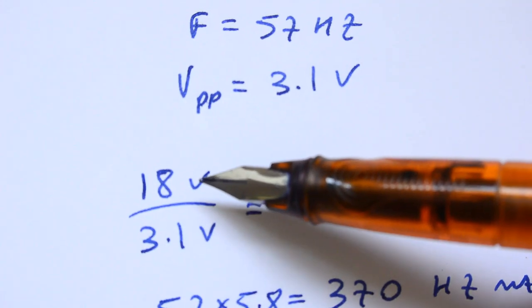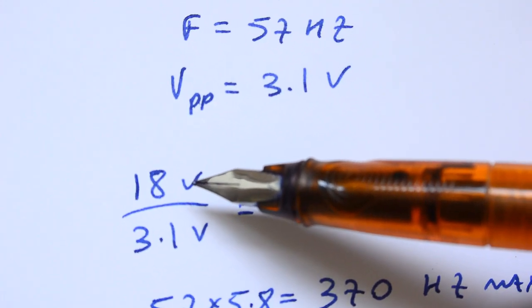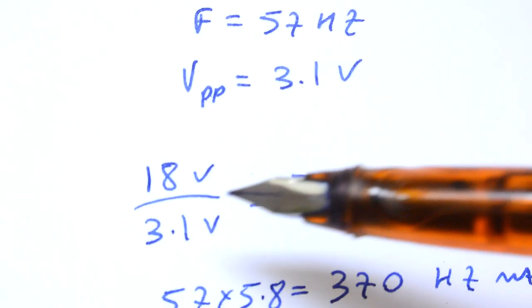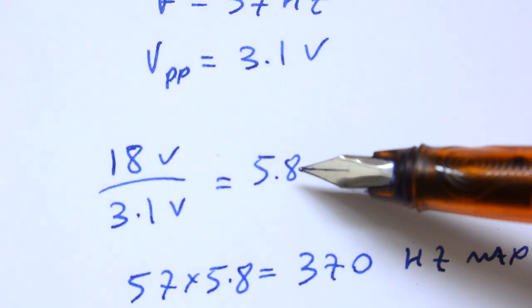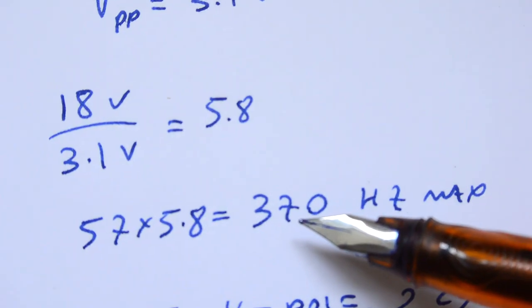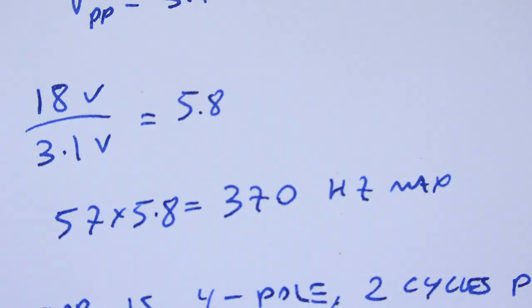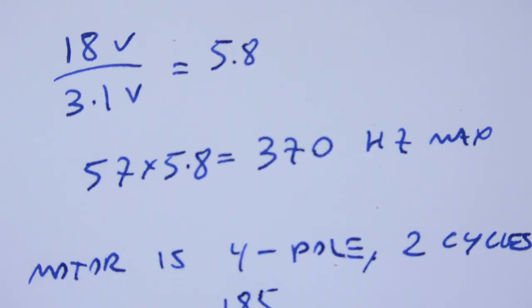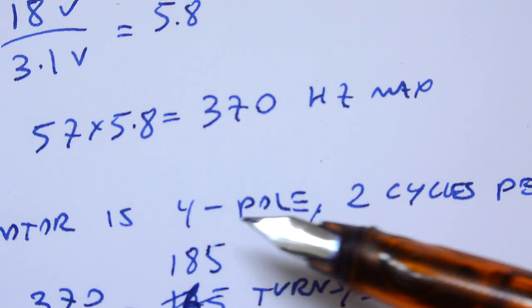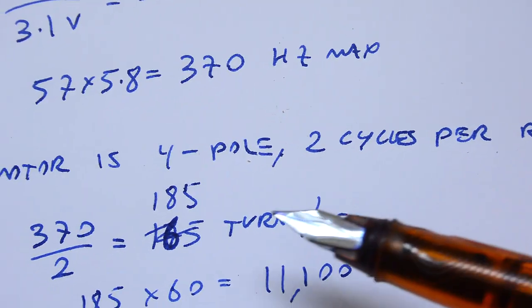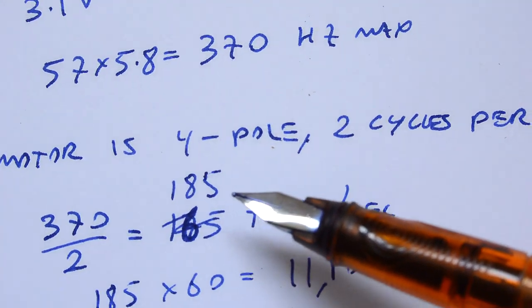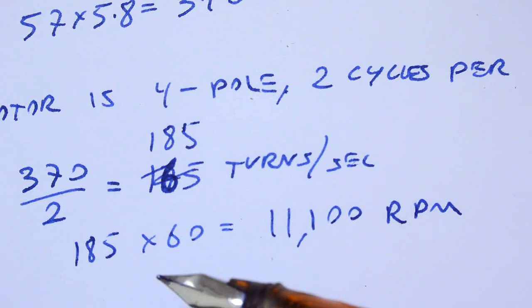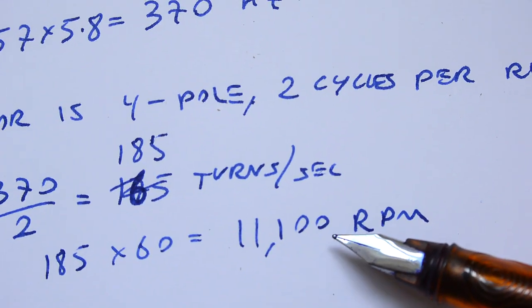The battery provides 18 volts when it's getting low. Divide that by 3.1, which means we can turn 5.8 times faster. We can put about 370 hertz in there before we run out of battery voltage to actually provide the waveform. But it's a four-pole motor, so it has two cycles per turn, which means we get 185 turns per second times 60 is 11,000 RPM.